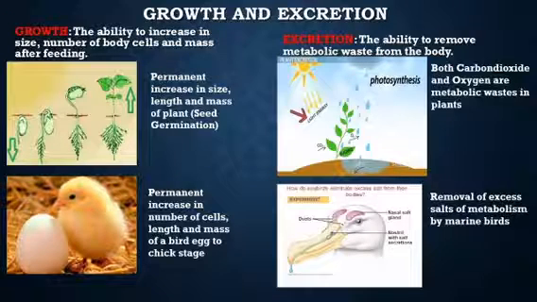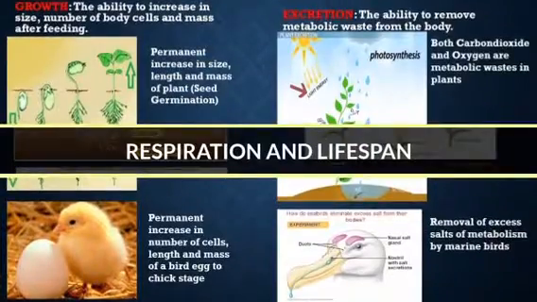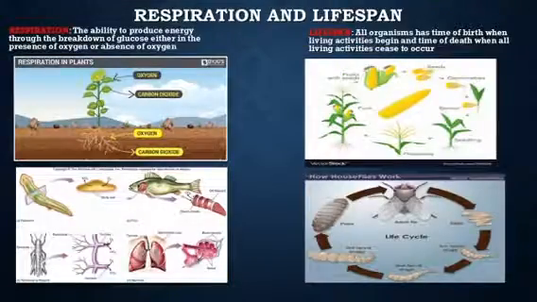The diagram below is showing how this bird, a marine bird, is removing excess salt of metabolism from its head. It has a gland that helps in the removal of that. And in us, we have kidneys, which help to remove excess water, excess salt, and excess urea in the form of urine. Let's look at other characteristics of living things, such as respiration.